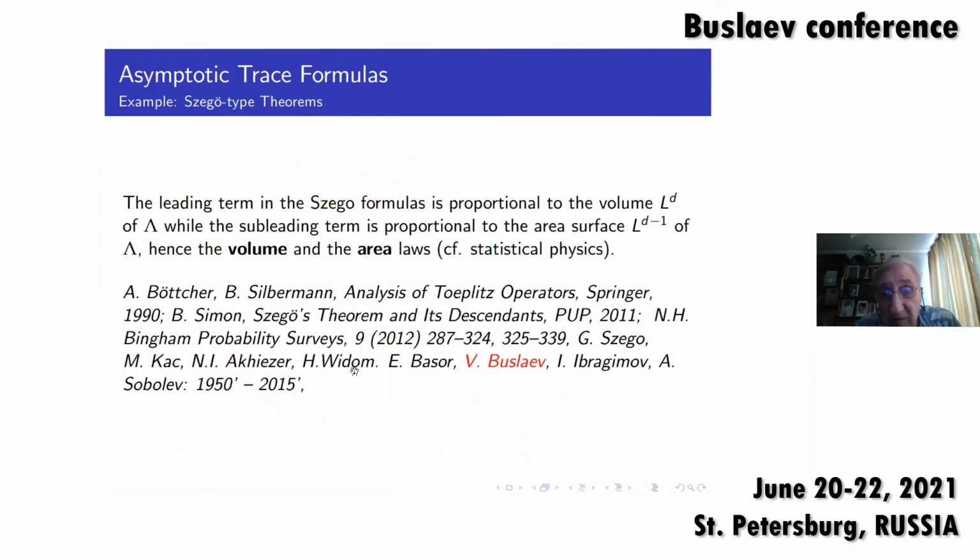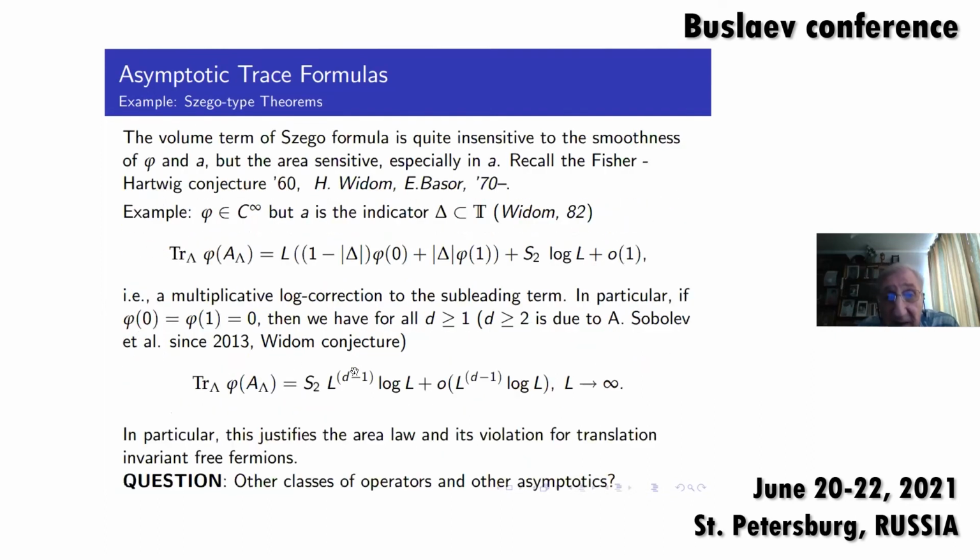And what about not so smooth? There is a very nice example. First of all, let me write what is written here. Experience shows that the Szegő formula, the leading volume term, is rather insensitive to the smoothness. So it is quite universal, while the subleading area term is sensitive. It depends on the smoothness of A.